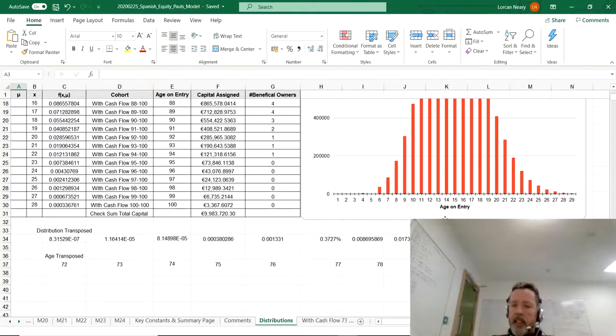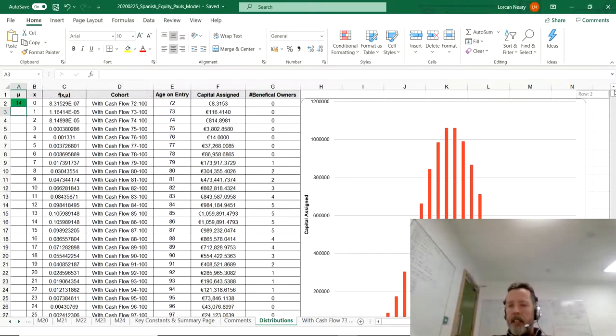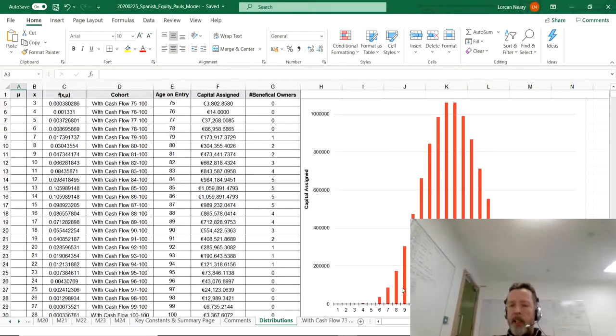Now, this age on entry, we're assuming that people are 72 or older, and that would be a 73-year-old, 74, 75, and so on and so forth, up to somebody who is 100 at 29 years after they join the program. And this is what we see as the distribution.